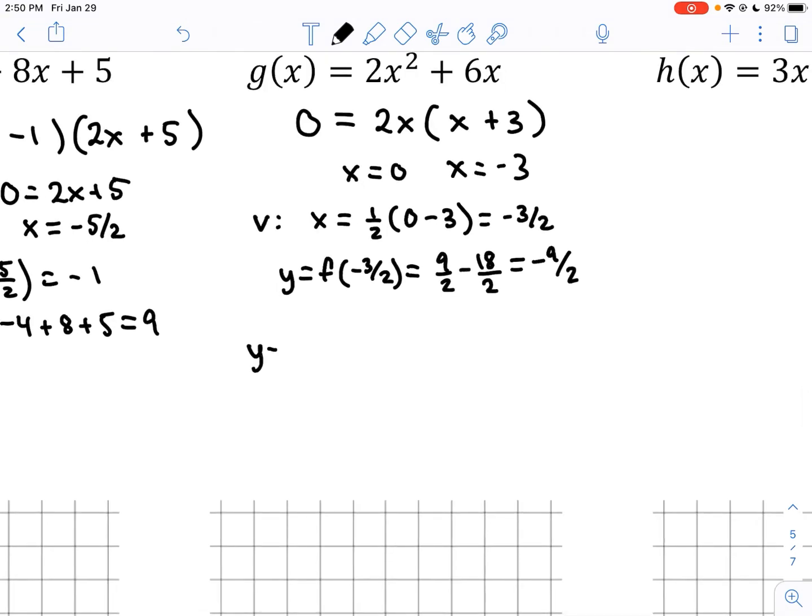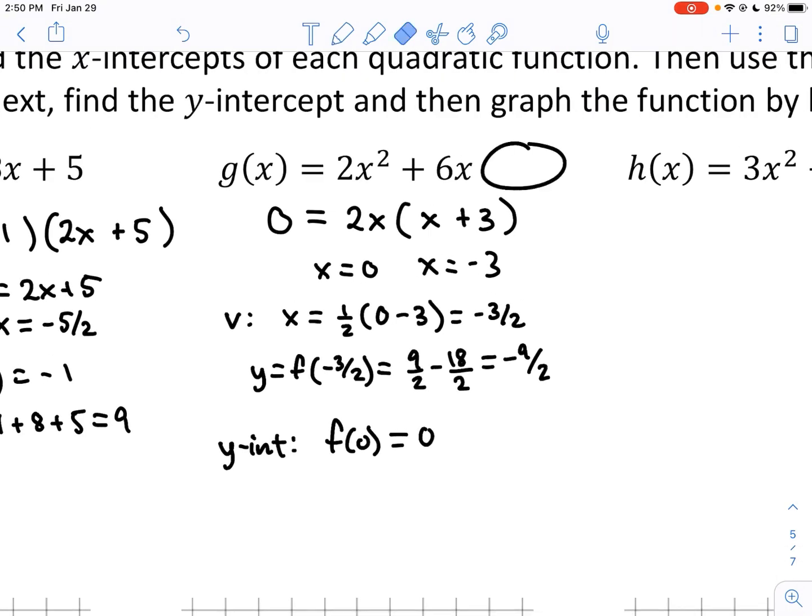And then the y-intercept is next. Plug in 0, and you get 0 back. Notice there is no c, right? When there's no c here, then your y-intercept is 0.